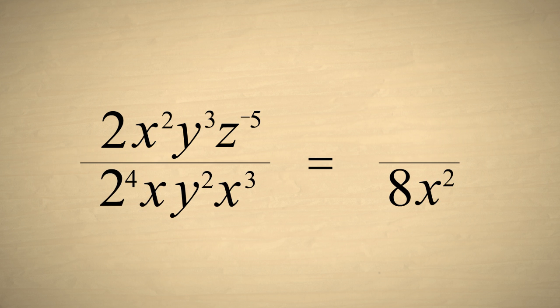Next, we combine all the terms with a base of y. Subtracting the exponent of the denominator term from the exponent of the numerator term, we get y to the 1st power, which can just be written as y. Since there is only a single term with a base of z, we add it to our simplified expression unchanged. However, since the z term has a negative exponent, we move it to the denominator and switch the sign of the exponent to positive. The expression is now written in its simplest form.